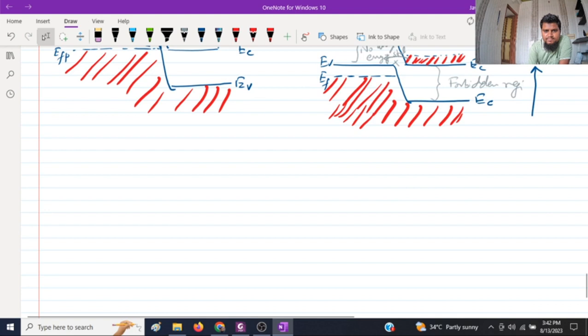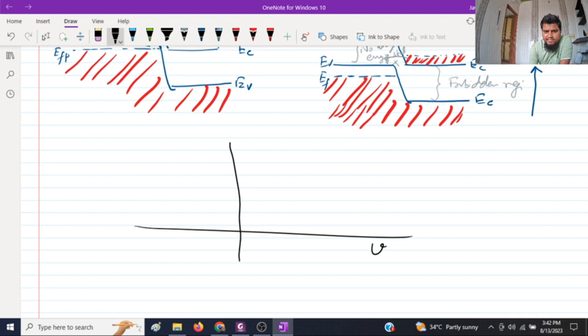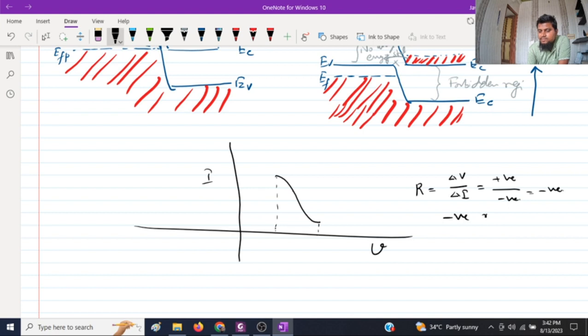If you see the IV characteristic is something like this, so what is the resistance in this region? Resistance R is equal to delta V by delta I, right? Delta V is a positive number, and delta I is negative, since the current is decreasing. So this shows a negative resistance region.